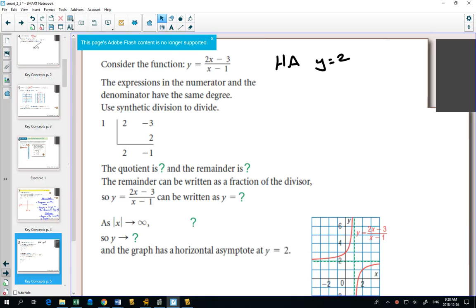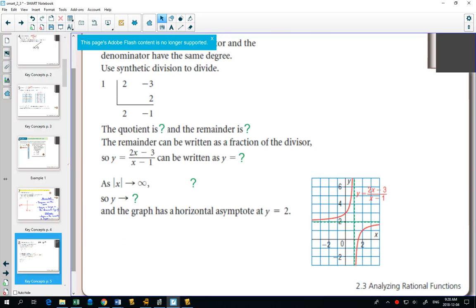Do they have a picture? There it is. So this one, it has your horizontal asymptote at y equals 2. We have a non-permissible value, so we have a vertical asymptote at x equals 1.